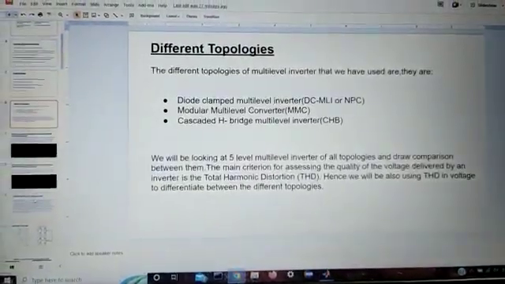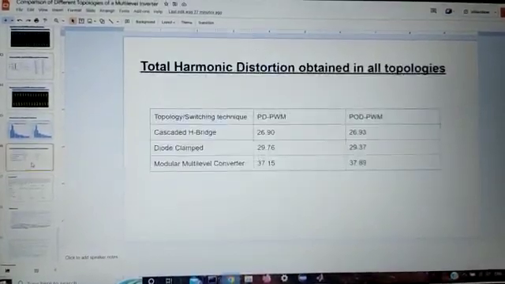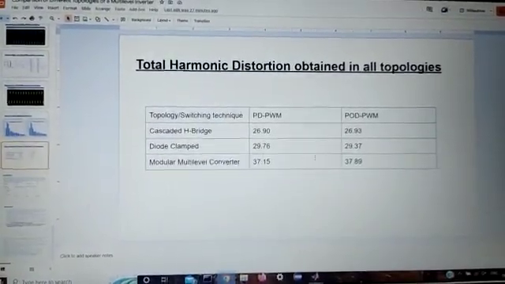And the entire output we have compiled here and displayed in the form of a table. So these are the distortions we have observed.